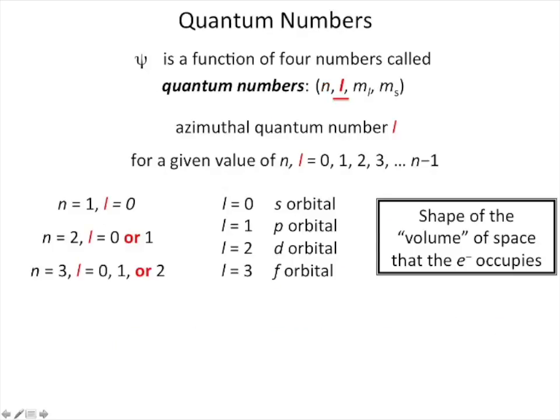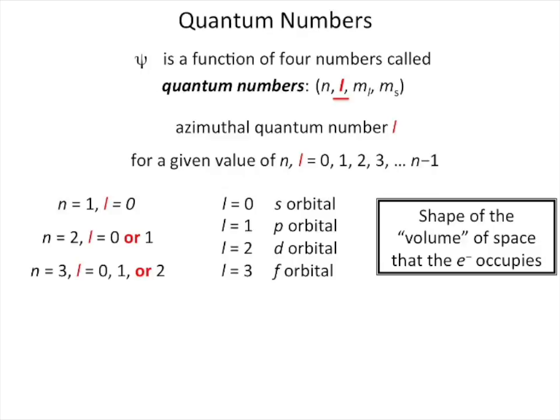Okay, so on to the next quantum number. This is the azimuthal quantum number. It's kind of a hard word to say. And we represent it with an l. So this is not a number 1, this is an l here. Now, for the azimuthal quantum number, for a given value of n, the principal quantum number, l can go from 0 to n minus 1.